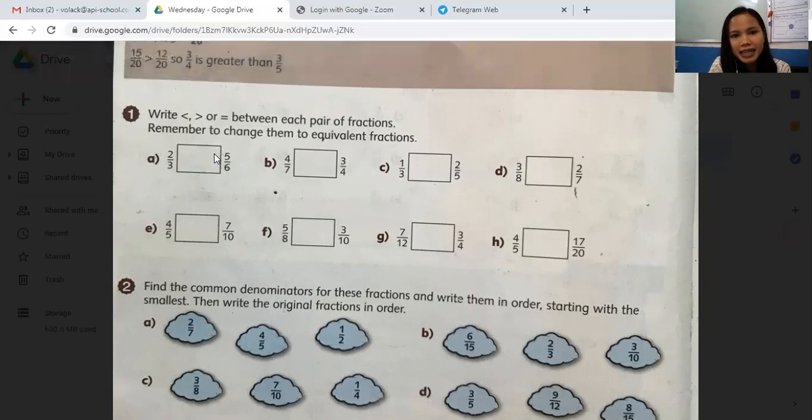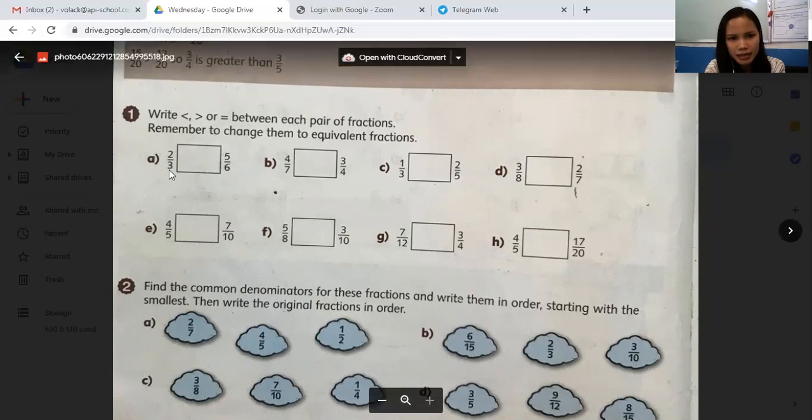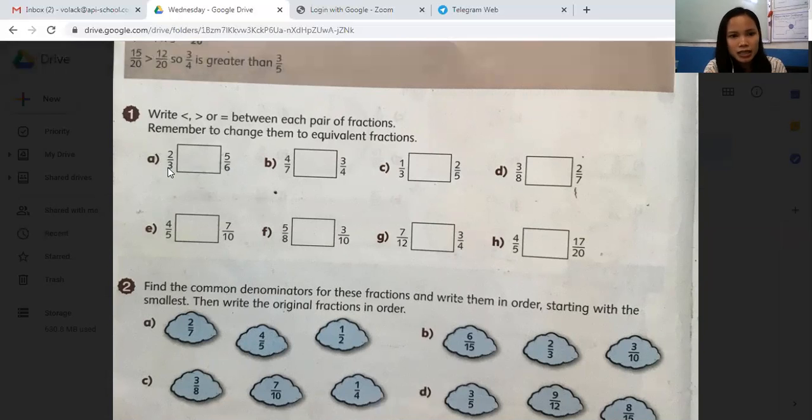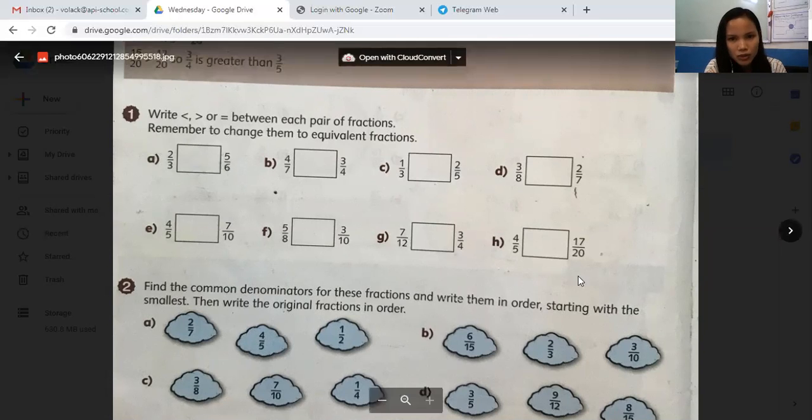So remember to change them to equivalent fractions. In the last lesson you learned how to change a fraction to an equivalent one already, but this time, between these two fractions, make sure you find the common denominator, I mean the same denominator. I can do this one for you, and the rest you can do by yourself. 2 out of 3, 5 out of 6.